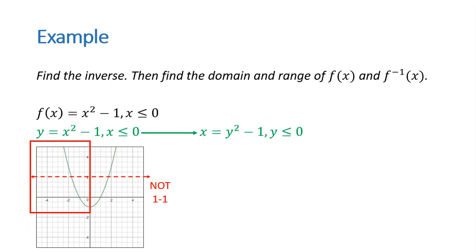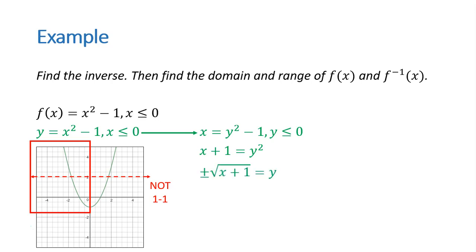But let's just worry about the algebra to get y by itself first. So we've got that y squared minus 1. We want to get y by itself. So add the 1, move that over. So x plus 1 is equal to y squared. Now we need to take the square root to get rid of the square.